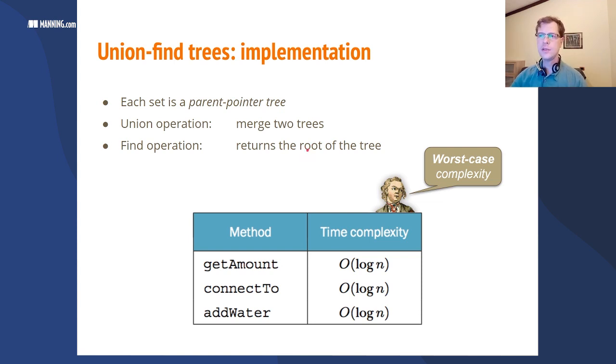Now, what's the complexity of these union find trees? It turns out that the worst case complexity is that using union find trees, we can implement our three methods in logarithmic time. If you compare it with the previous tables, this is another incomparable table. Some things are faster, but some things are slower than the previous implementations, because log n, a logarithm, is slower than constant, but faster than linear. It sits in between.